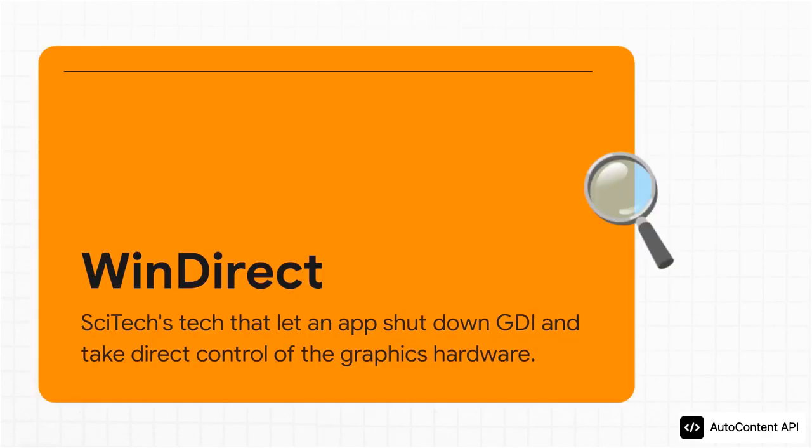It was called WinDirect, and this was Cytec's crown jewel. It was this little piece of code that could basically walk up to Windows and say, "Hey, you, stand back for a minute." It would completely shut down the standard Windows graphics system and let the game take total direct control of the video card, just like the good old days of DOS.